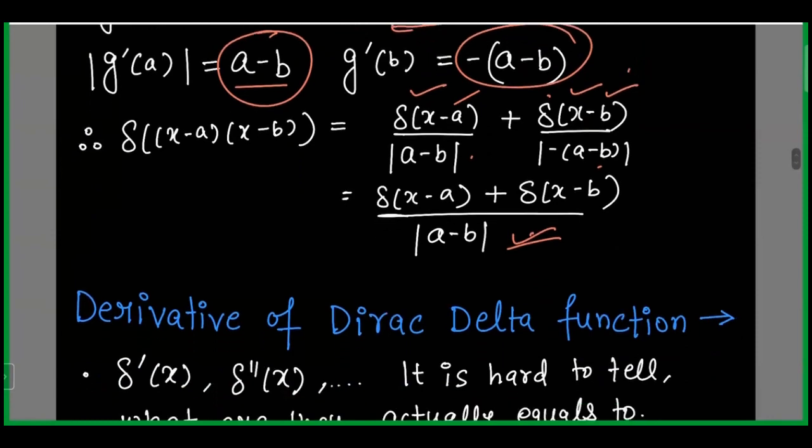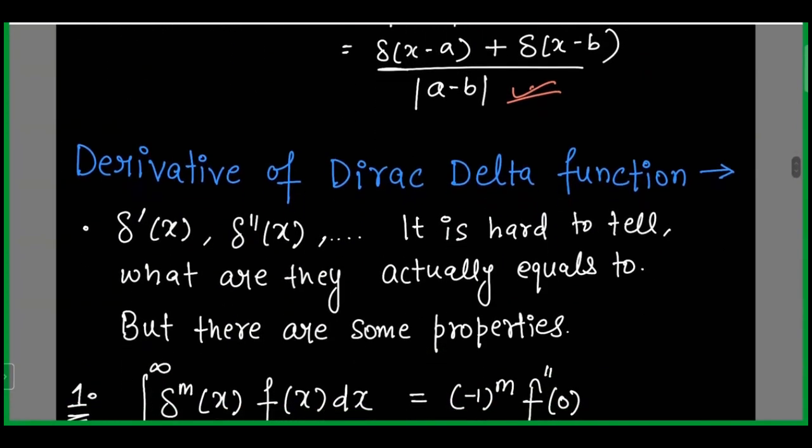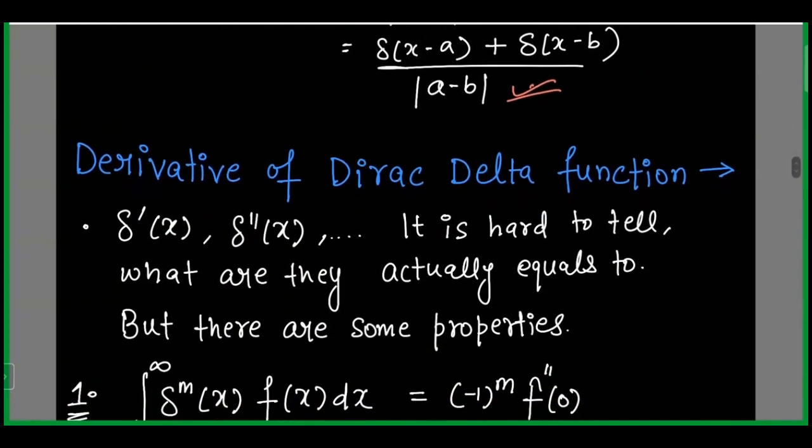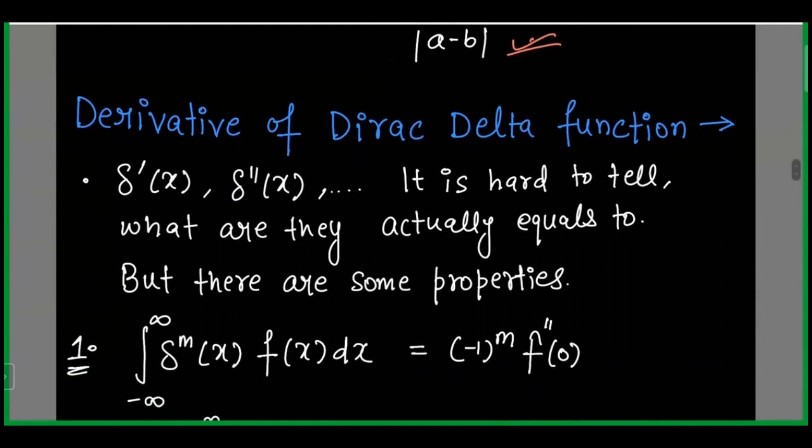Now let's move to the next part, derivative of delta function. How will you take the derivative of a delta function? That is a question that you might ask. First of all, I want to clarify one thing. It is very difficult to say what is the actual value of δ'(x). What is this dash?